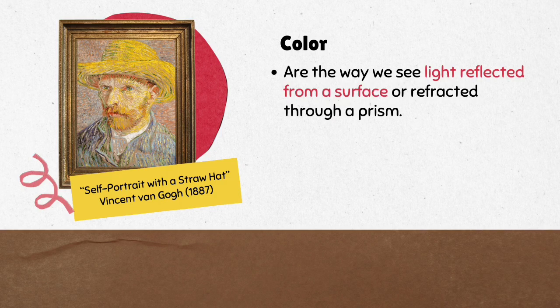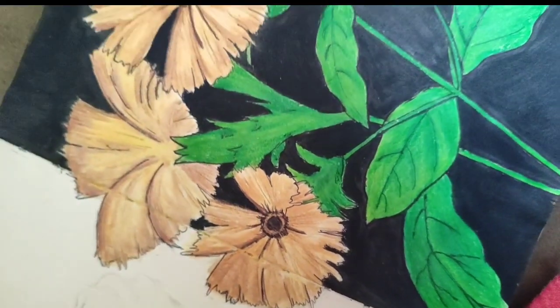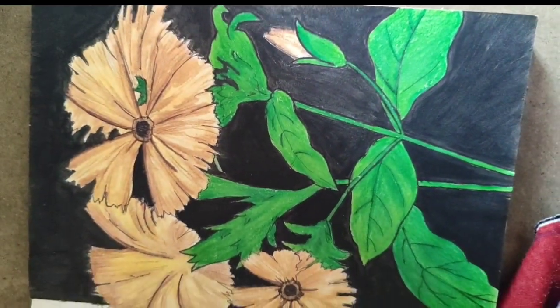Next, we have color. Color is the way we see the light reflected from a surface or refracted through a prism. Color brings life to art. Artists use color to set mood and express emotion. We have three classifications of color.